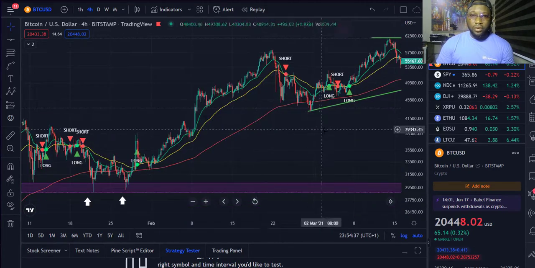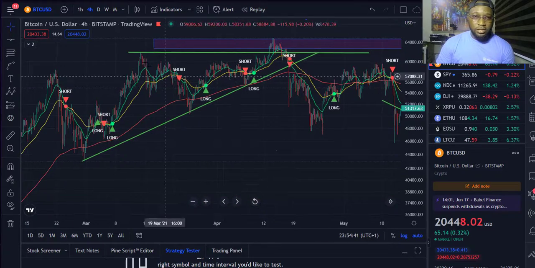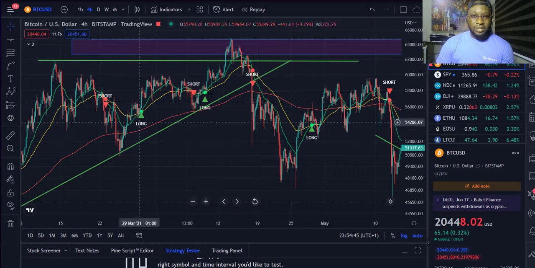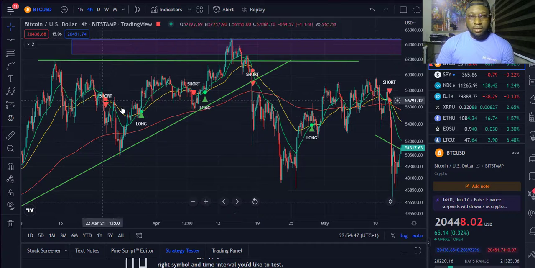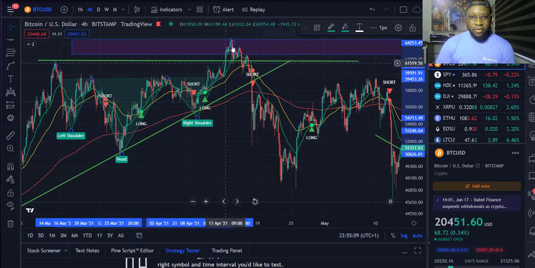Let's look for a resistance, right? Bitcoin has a double top here. Yeah, this is the resistance. This was the resistance. We have a double. This is an inverted, yeah, I'm going to get that and explain to you. More like an inverted HNS. So we have a breakout here. This is the resistance, which is a double top resistance.